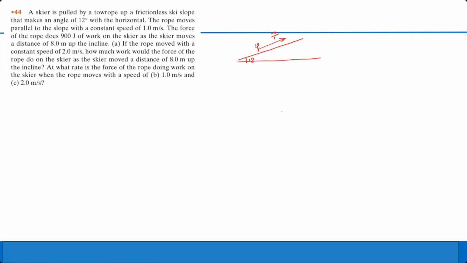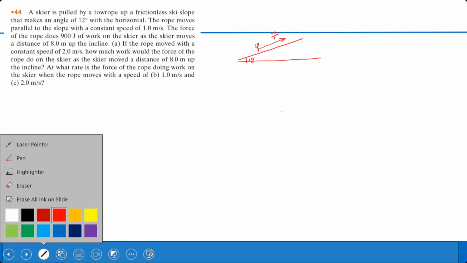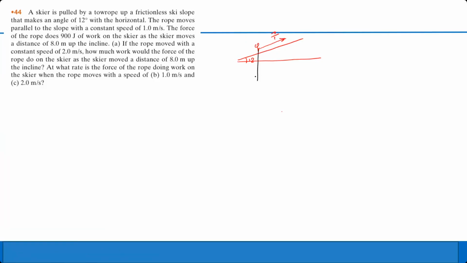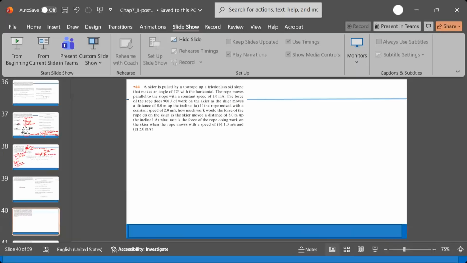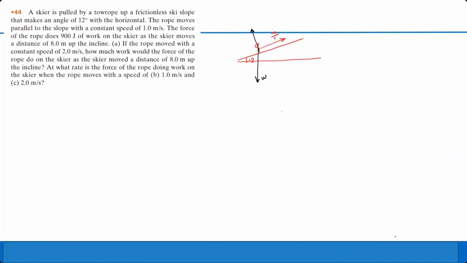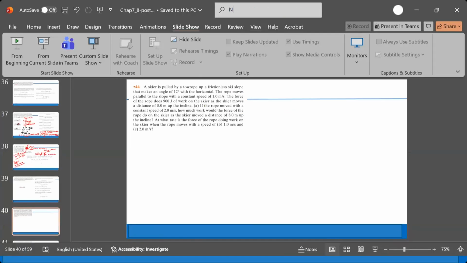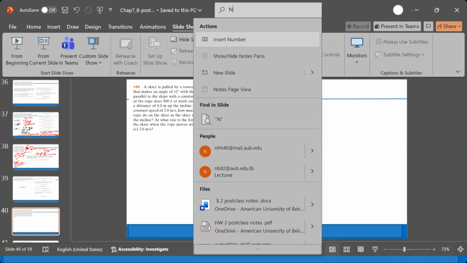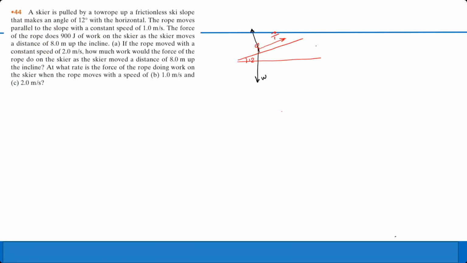What other forces do we have here? It's a good idea to take a look at the other forces. One thing I know definitely is there is a weight force and a normal force, so I can draw these. I have a downward weight and the normal. The surface is frictionless, so I will not draw a friction force. And these are basically all of the forces I have.